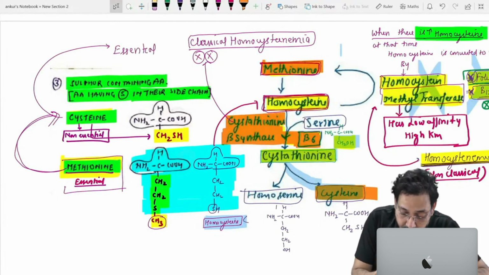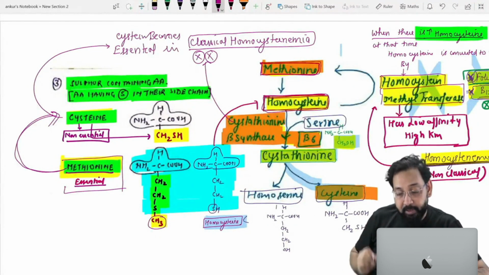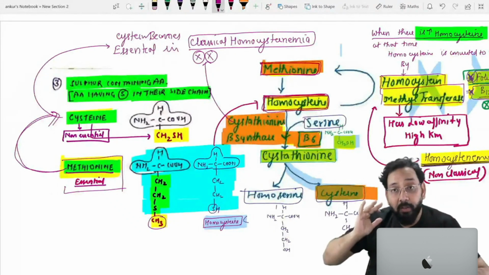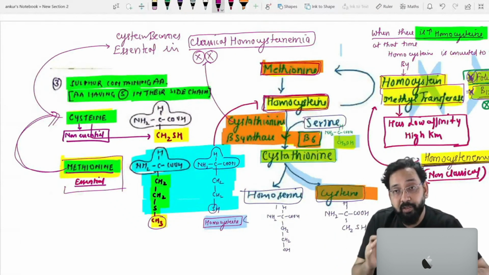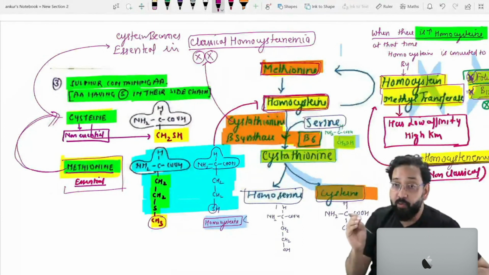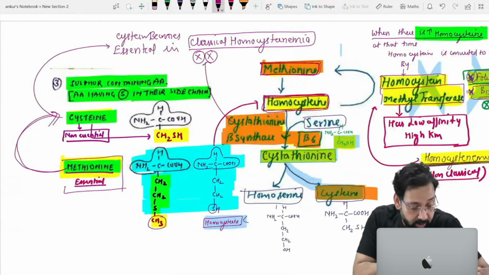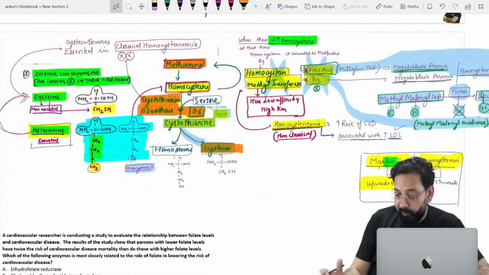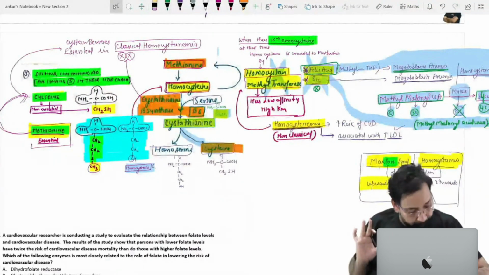Yes, cysteine becomes essential in classical homocysteinemia, and they ask the question indirectly: in B6 deficiency, cystathionine beta synthase activity is not there, classical homocysteinemia is there, which compound will you give in the diet? The answer was cysteine. Yes, the answer was cysteine. Okay.